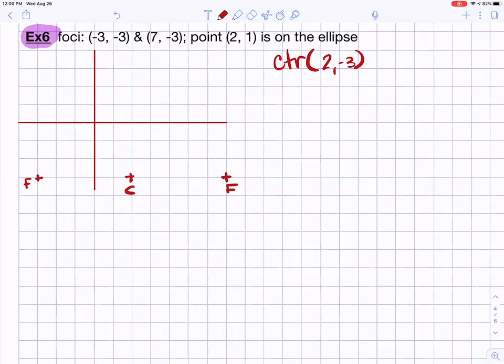C, what's my C? 5, good. Okay, so my C value is 5. Okay, I think that's about all I can get by just drawing 2 foci.